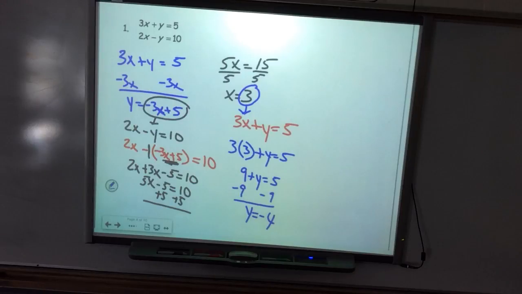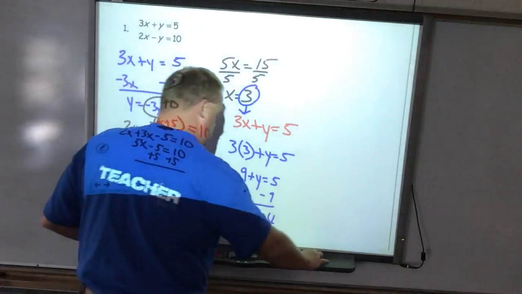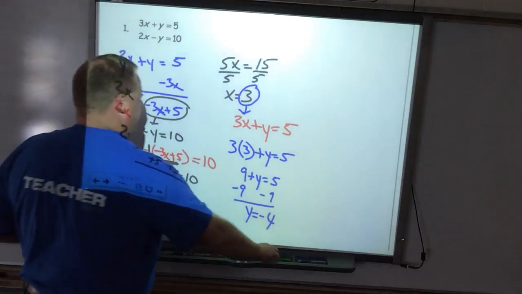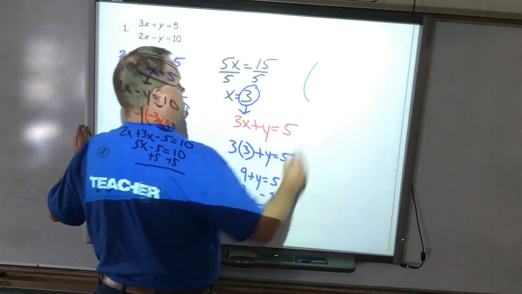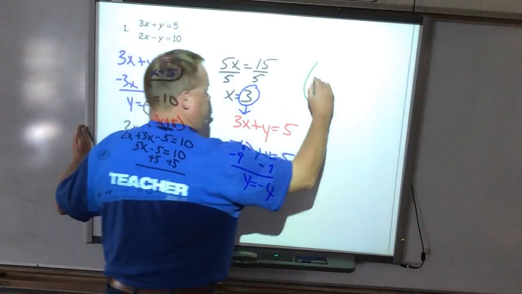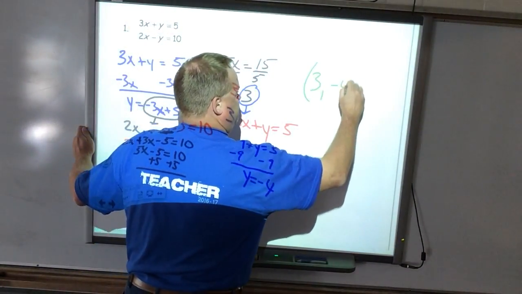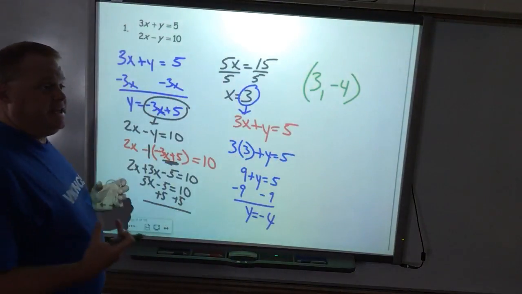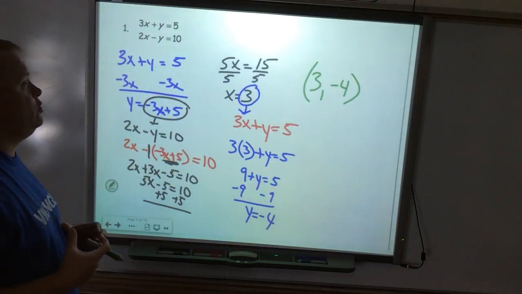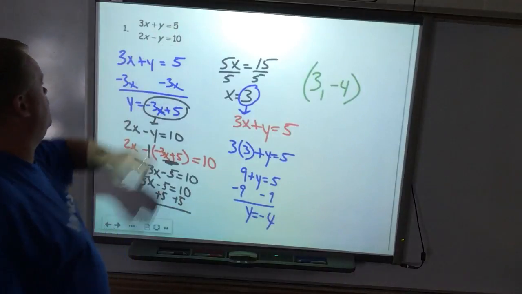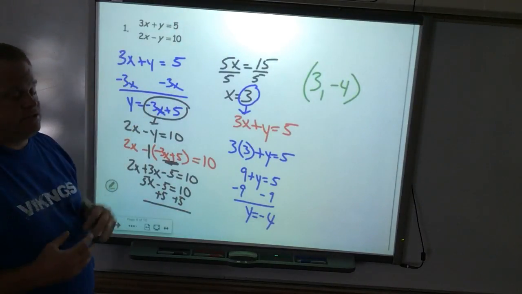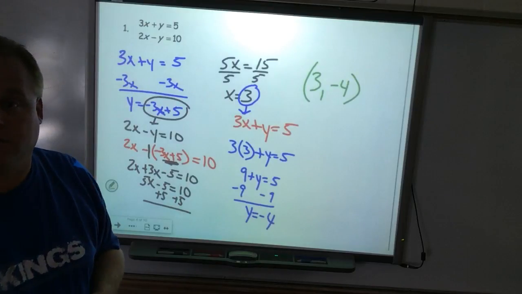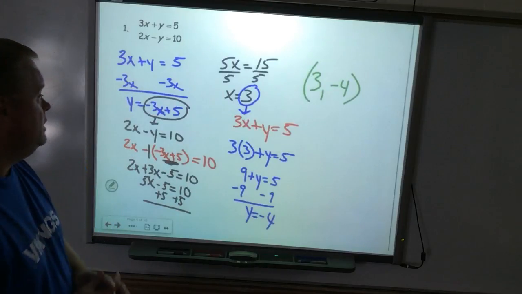So y equals negative 4. As you see, I have now two terms. I have x equals 3 and y equals negative 4. I'm going to write them as an ordered pair: 3 and negative 4. That is my solution. I can always check it by plugging them back into both equations, and I should get 5 equals 5 and 10 equals 10. So that becomes my solution. All right, let's do another one.